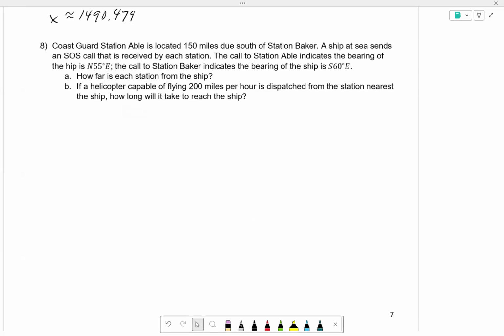So you're making the diagram for the situation for number 8. Postcard station of Bell. Due south. It's a two-parter. That should be a ship. Yeah, the ship, 55 degrees. This way.